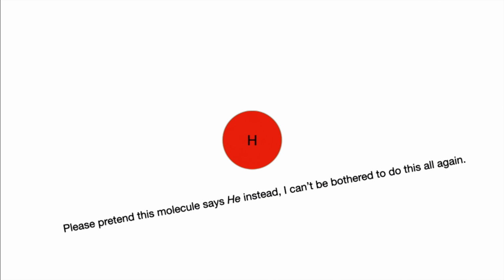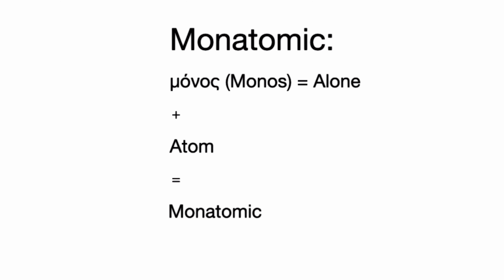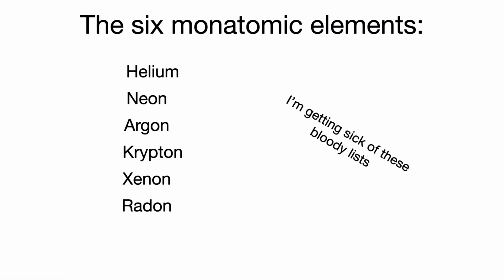The word monatomic refers to an element that can exist in a stable condition with only one atom. The word monatomic comes from the Greek word monos, meaning alone. Therefore, monatomic means a lone atom. The 6 monatomic elements are helium, neon, argon, krypton, xenon, and radon.